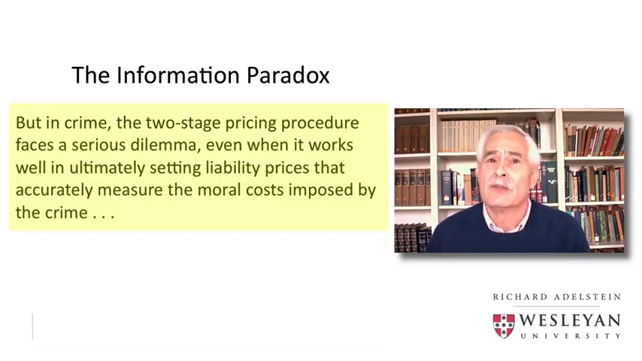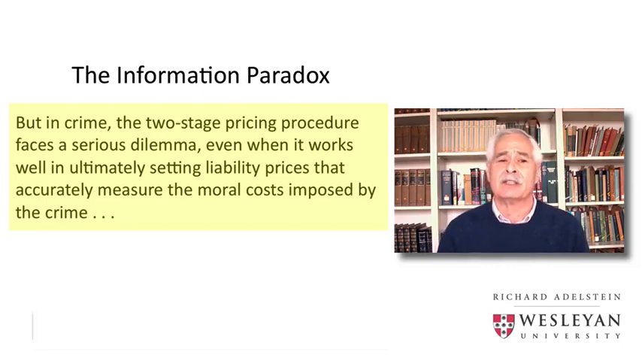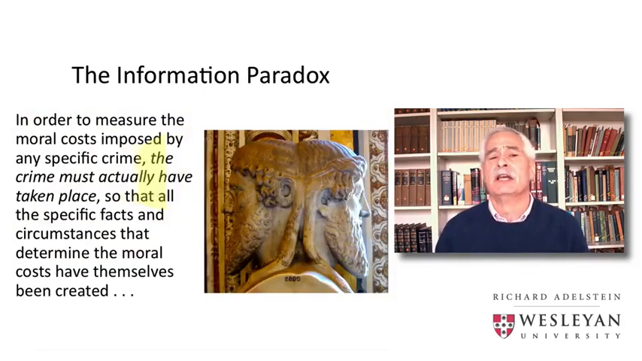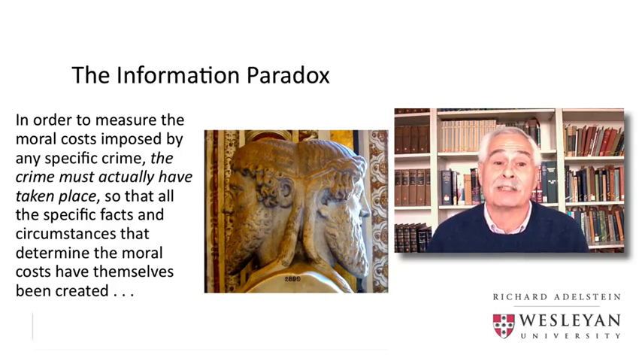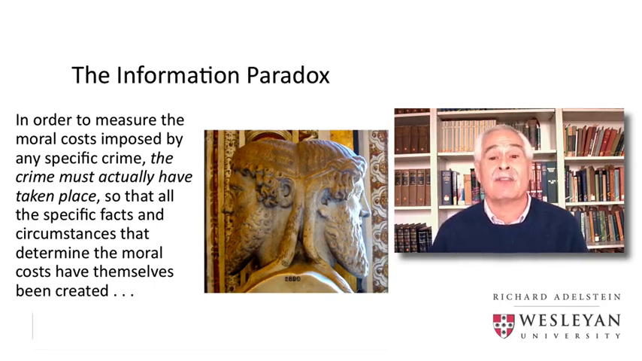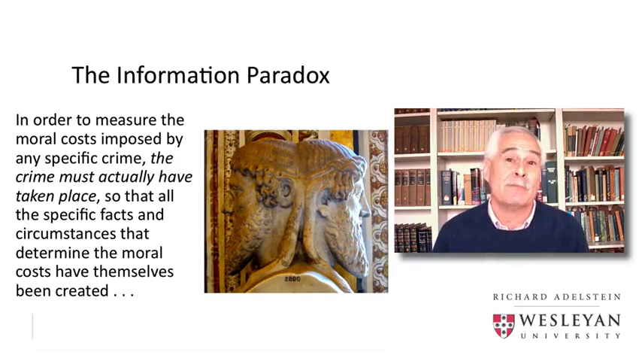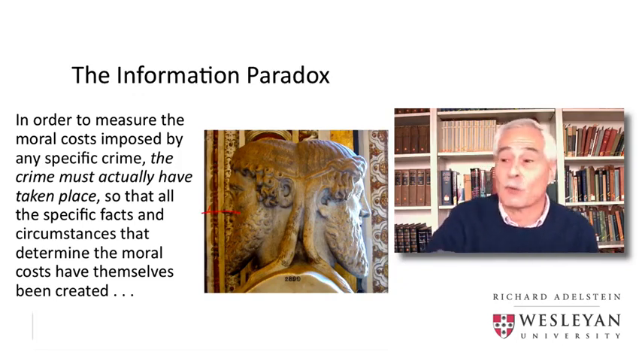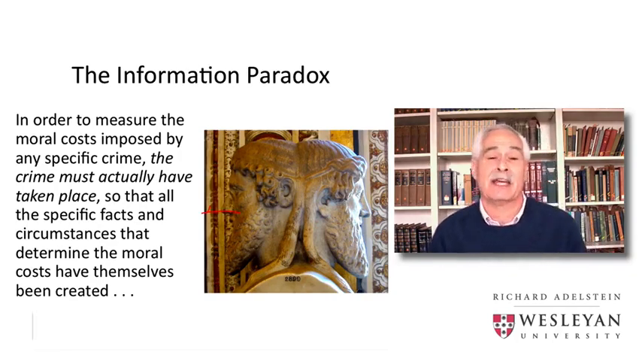But in crime, the two-stage pricing procedure faces a very serious dilemma, even when it works well in ultimately setting liability prices that accurately measure the moral costs that are imposed by any given crime. In order to measure the moral costs actually imposed by any specific crime, as we've seen, the crime must actually have taken place, so that all those facts and circumstances that determine what the moral costs of this crime have themselves been created. So, to measure moral costs, we need to look backwards, as my left hand Janus is looking in this particular picture.